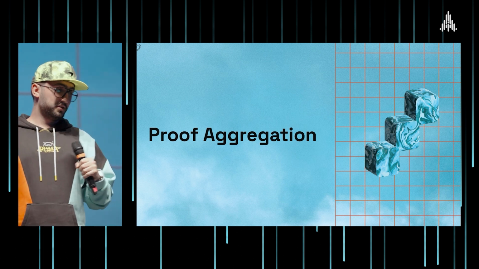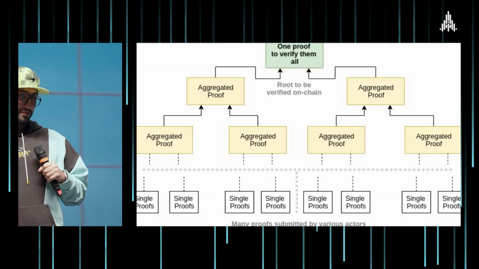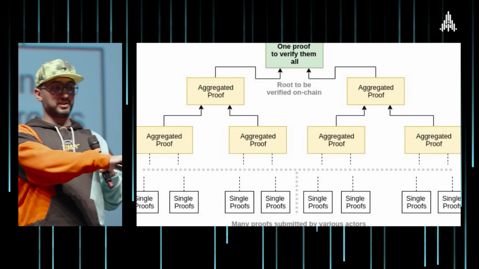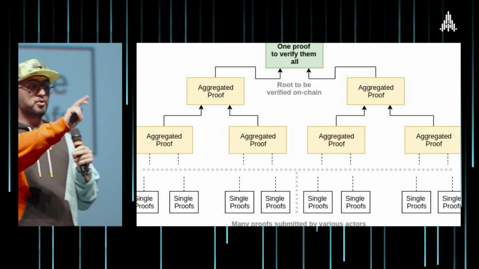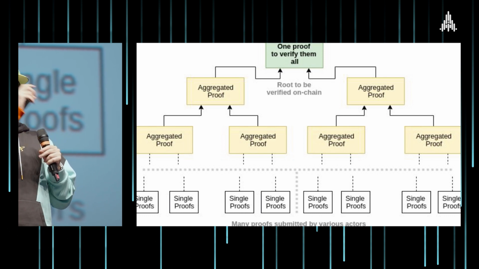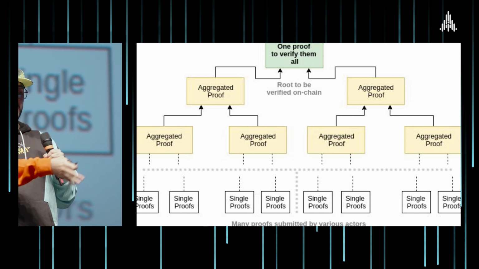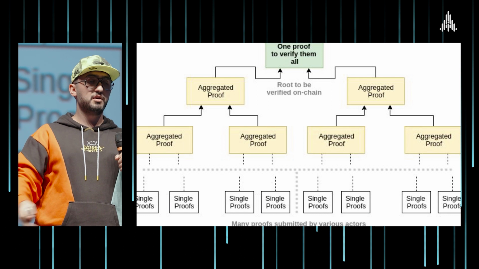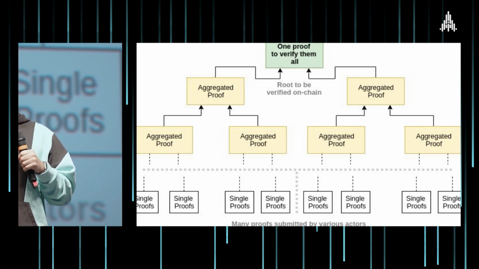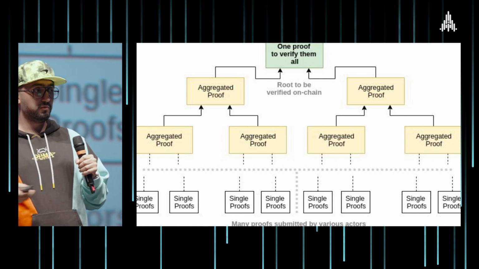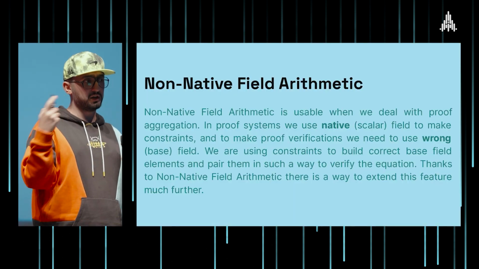Okay, proof aggregation. It's the hard part, I guess. So this is basically the schema of how we aggregate proofs. If you verify the proof at the top, that means all the proofs under it are correct. With just one proof, you can verify thousands of them. How can we do this?